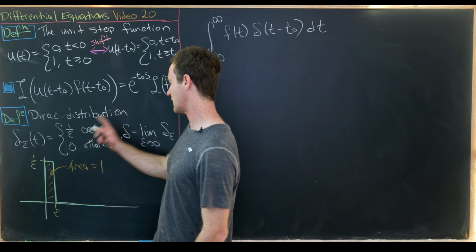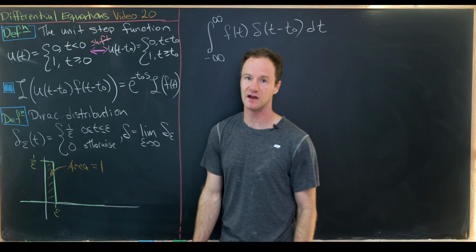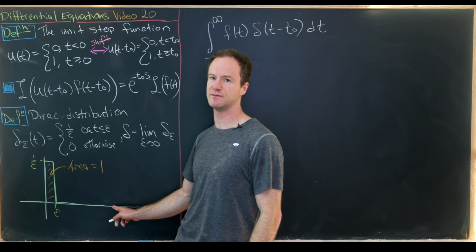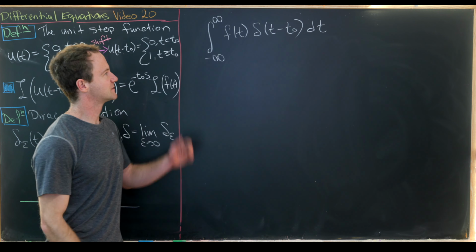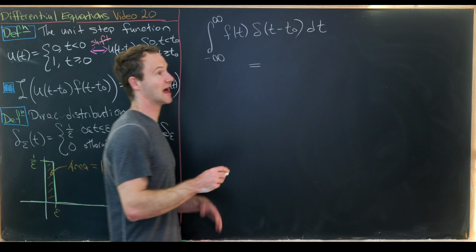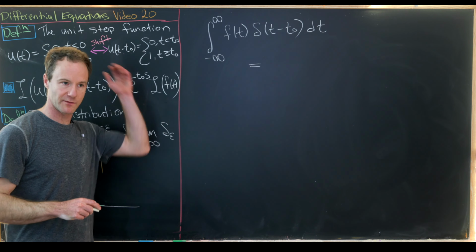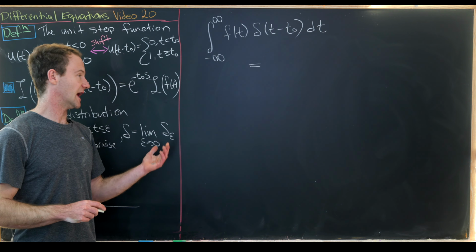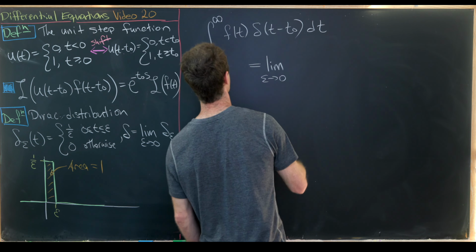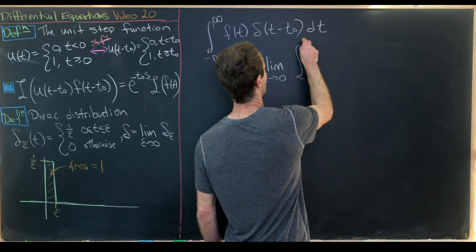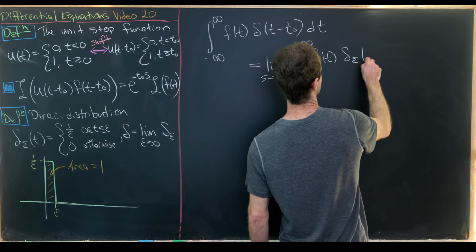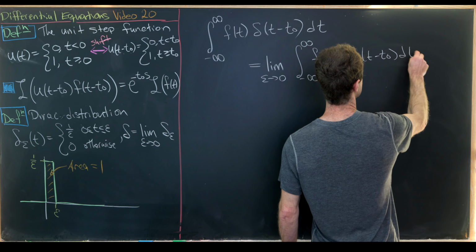Great. So this is going to be like this object right here, or really the limit of this object right here that's been shifted from the origin to t naught, which is maybe way over here. So let's write this in terms of our limiting procedure. And like I said, we're going to play this sort of fast and loose, so we won't worry about exchanging the order of limits and integration. So we'll have that this is the limit as epsilon goes to 0 of the integral from minus infinity to infinity of f of t, and then we'll have delta epsilon of t minus t naught dt.